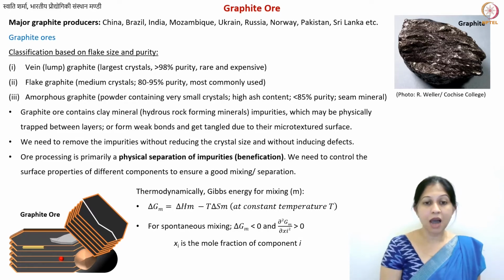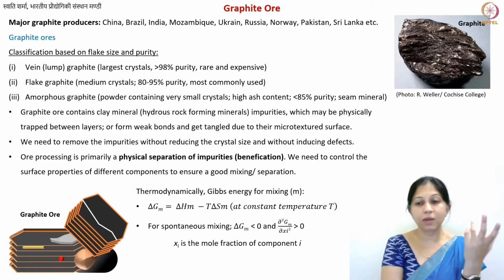Okay. Now for spontaneous mixing, what are the conditions that you have? Your delta G of the reaction should be less than 0, it should be negative, and also the second derivative of your delta G should be greater than 0 with respect to the mole fraction of your different components. So these are the two conditions.